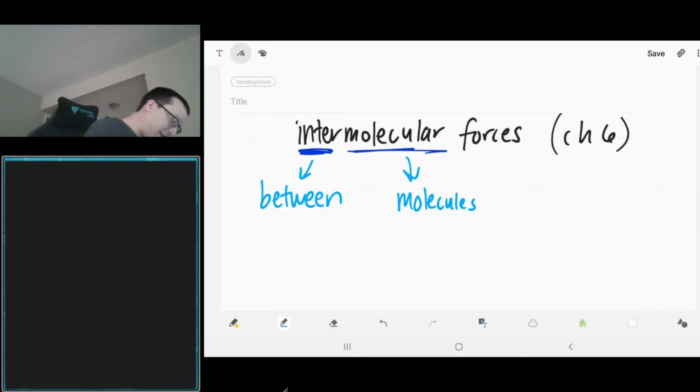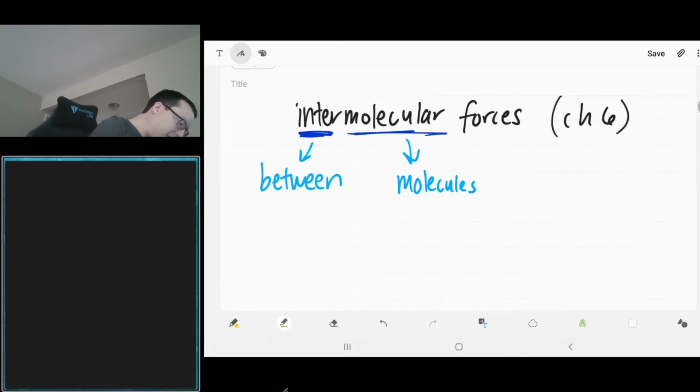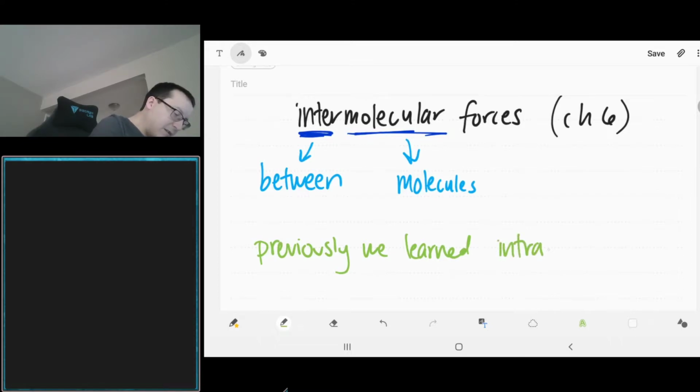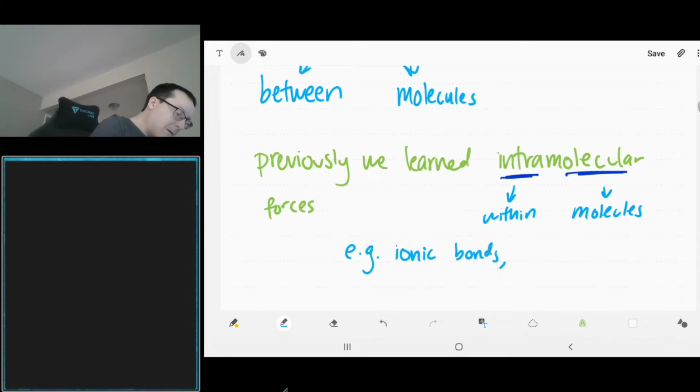Previously in green, we have learned intramolecular forces. And intra means within molecules. Those would be ionic bonds, covalent bonds, and that sort of thing.